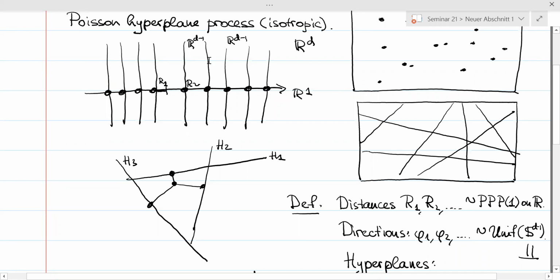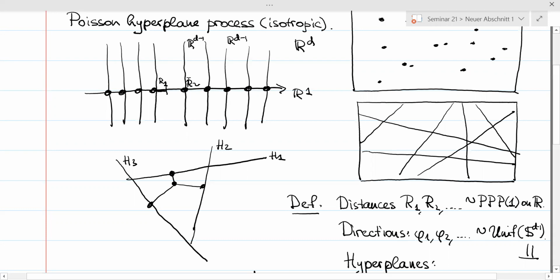So this is stationary in any direction, not only in this one, so in any. And now let us do the following. Let us take any hyperplane and rotate it by a random angle or in a random direction, but such that the possible directions can take just two values, so just two possible phis.